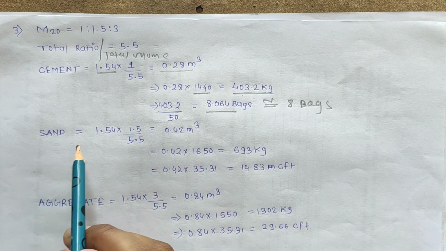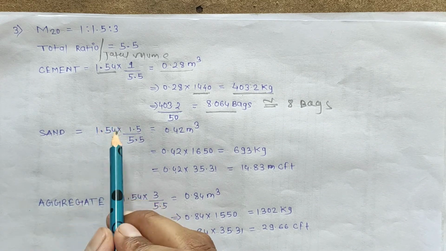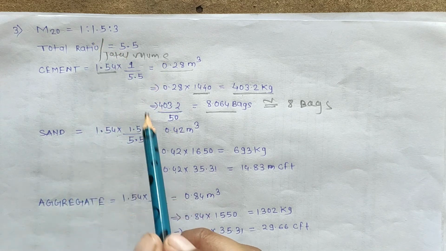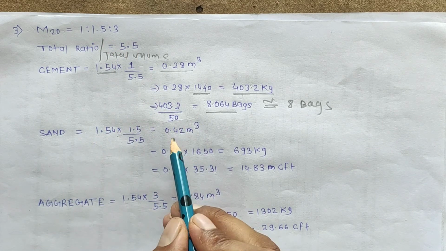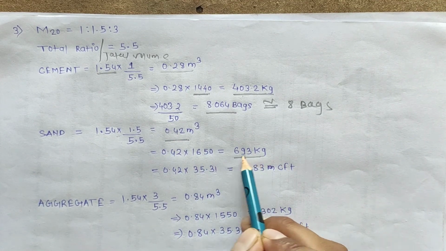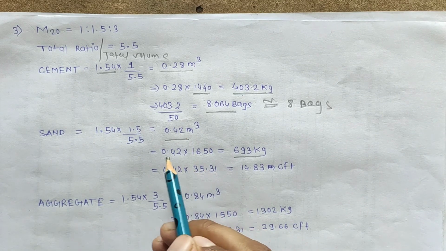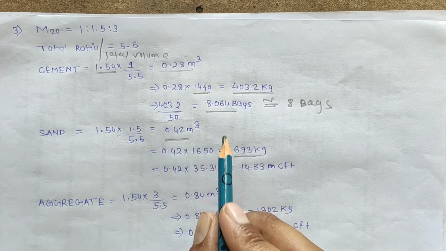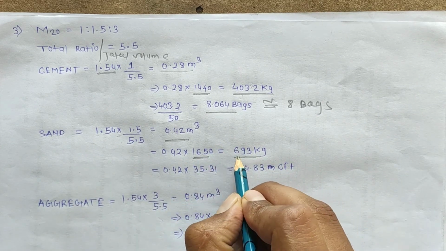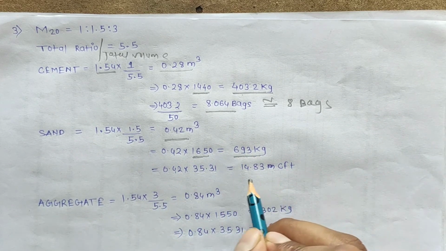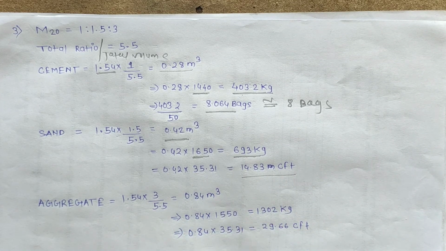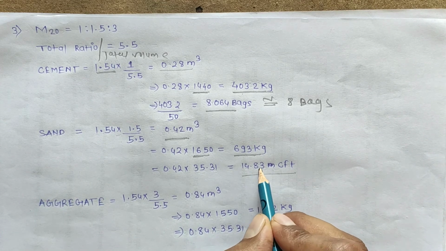Then for sand, what will we do? We will multiply 1.54 by the sand proportion, which is 1.5 out of the total 5.5. So the answer is 0.42 meter cube. So in order to calculate the kg of sand required, we will multiply this 0.42 meter cube by the density of sand, 1650. The answer will be 693 kg. So in order to calculate in terms of cubic feet, we will multiply by the factor 35.31. So the answer will be 14.83 cubic feet.